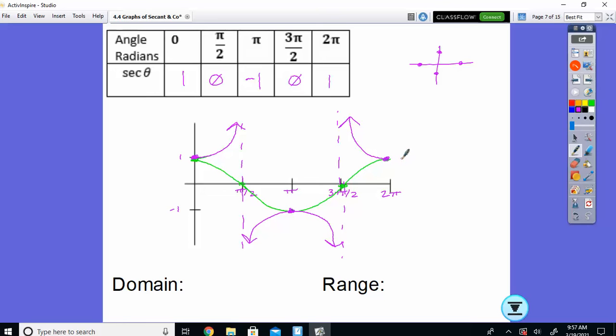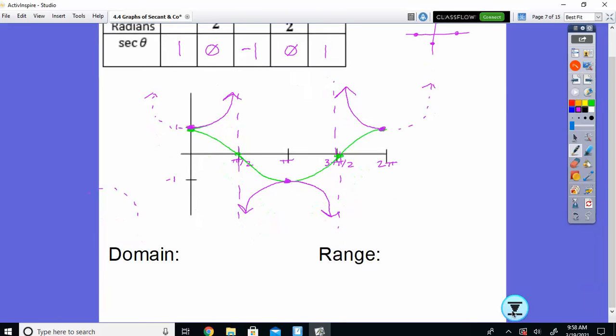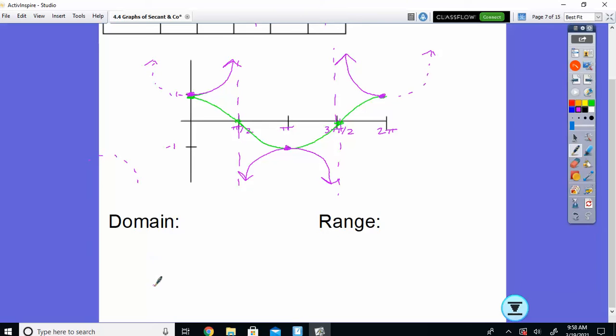Now my graph kind of stopped at a weird spot, but if you continued it each way, it would just look like that. So is this one even or odd? Even. Just like cosine was even, secant is also even.